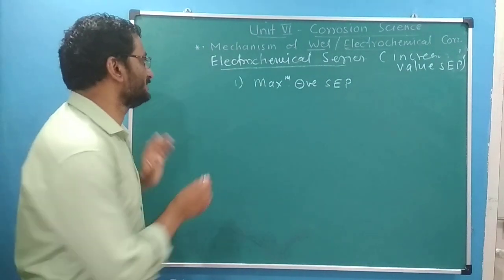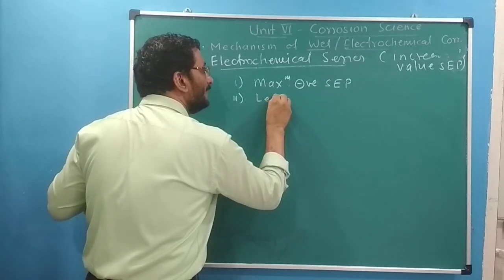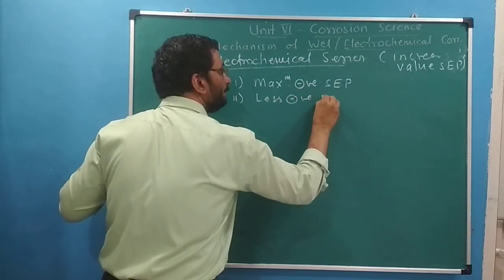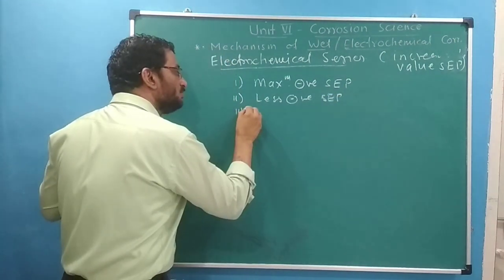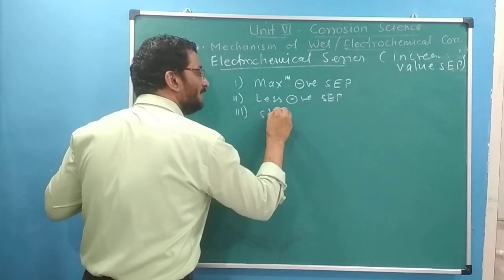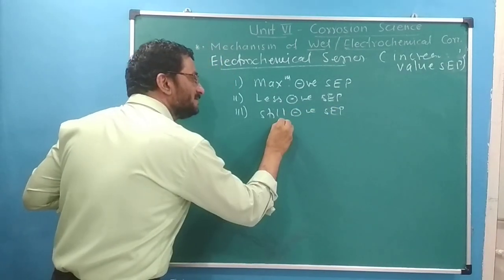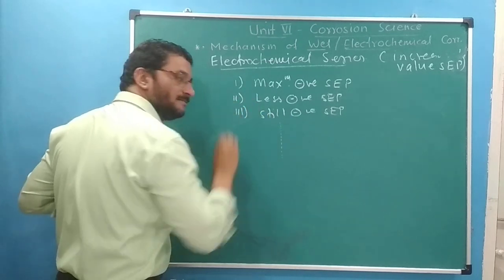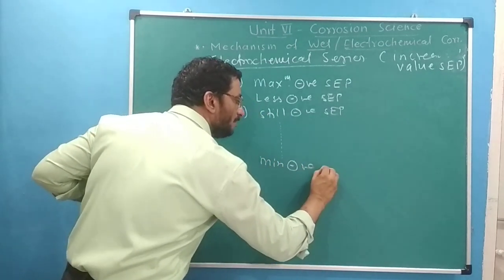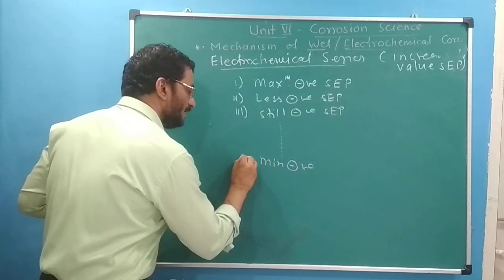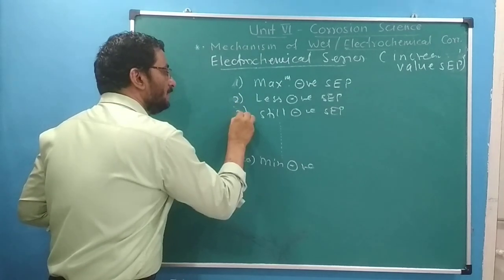Hurriedly we'll see the idea. What is the second element? It will have a comparatively less negative value of standard electrode potential. The third position will be taken by a still less negative value, and then it is still less. This will be the minimum negative value. Suppose it is element number 20, right? Element number 20 may be like this, and so on.